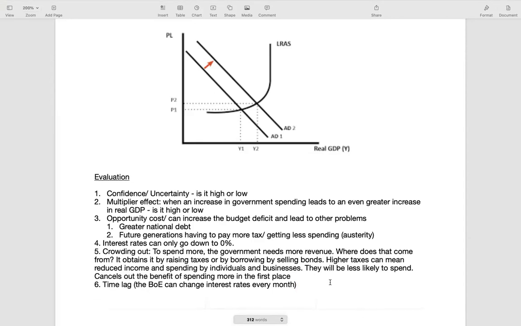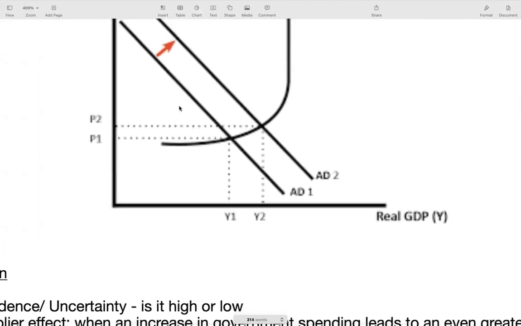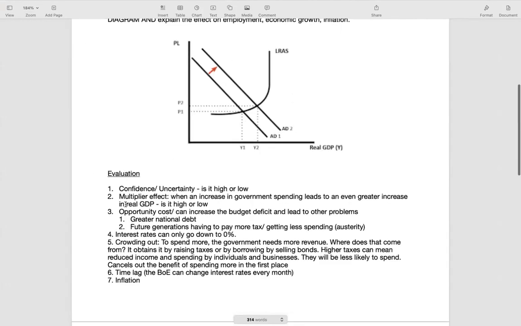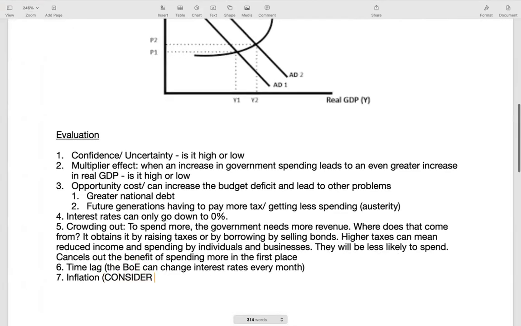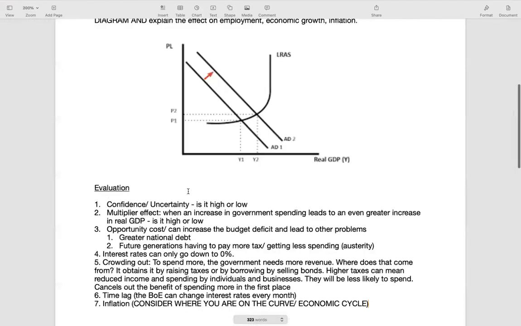One final point, which is bad about it, is that there could be inflation, because when you're trying to increase growth from Y1 to Y2, you're going from P1 to P2, which means there's more inflation. So the best thing to do is to mention that, and consider where you are on the curve or on the economic cycle. So I'll give an example.